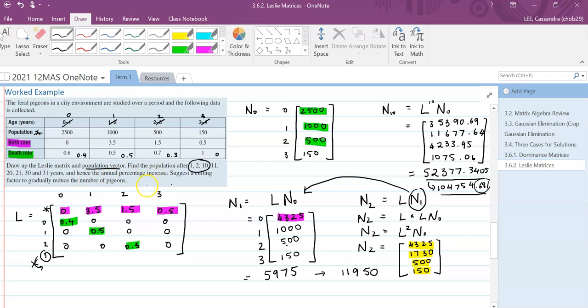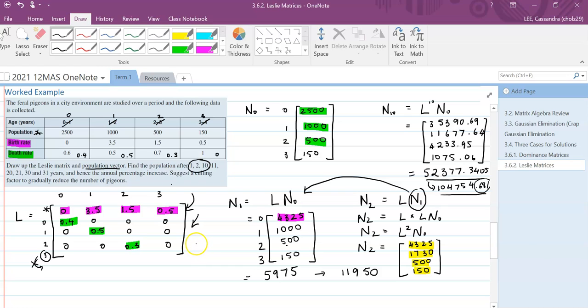I'm not going to do that today. I just wanted to show you how these Leslie matrices work and suggest a culling factor to gradually reduce the number of pigeons. This is more of a biological issue. There are two things that we could do to gradually cull the pigeons. The first is that we could attack this fecundity rate, so we could do something to decrease the fecundity of pigeons. The second thing we could do would be to decrease the survival rate or increase the death rate.